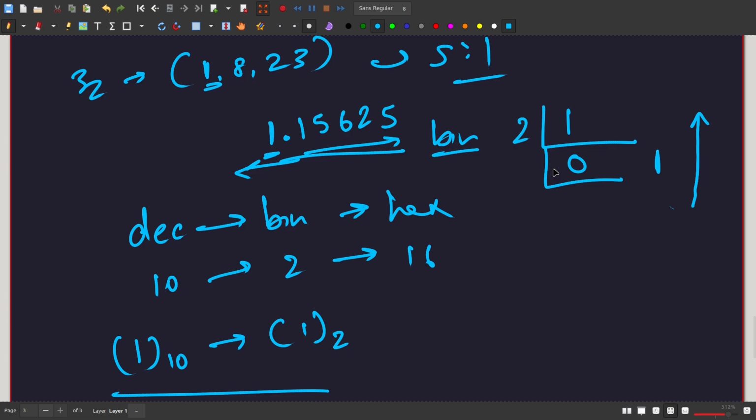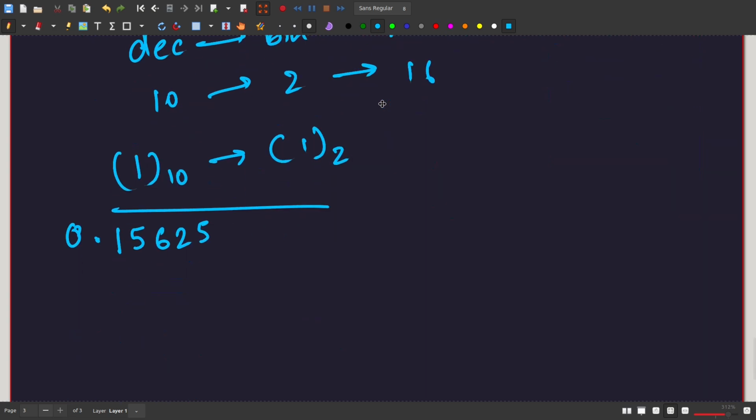The idea is that since the values to the left of the decimal are kind of big, you divide by 2. But since the values to the right of the decimal are already small, inherently small, you multiply them by 2.